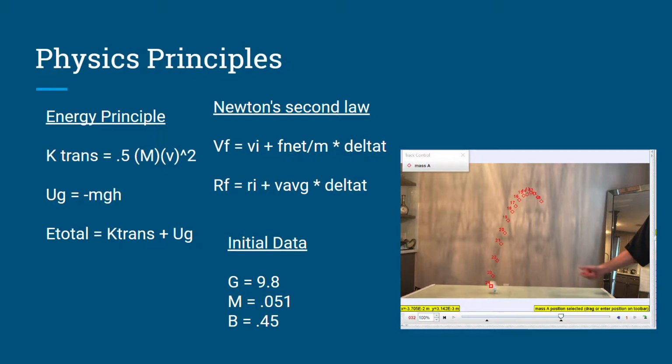So for the physics principles, like I had said previously, I went with the energy principle, and I have K trans and my gravitational potential energy, and the sum of these two, which is my total energy. I have Newton's second law, which is the two equations we've been working with all semester that include your final and initial position as well as your final and initial velocity. I calculated some initial data: my gravitational constant, the mass of my ball, as well as the drag constant, which I found to be 0.45, a decently close constant. And then I also have an image of what my Tracker analysis ended up looking like for the motion of my ball.